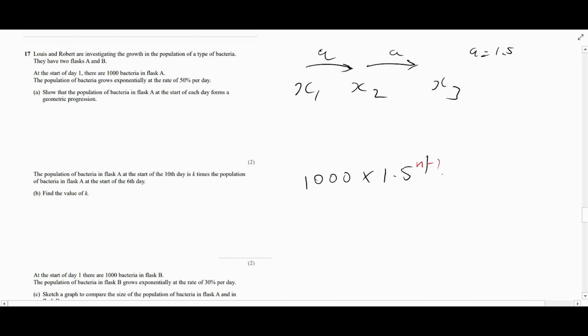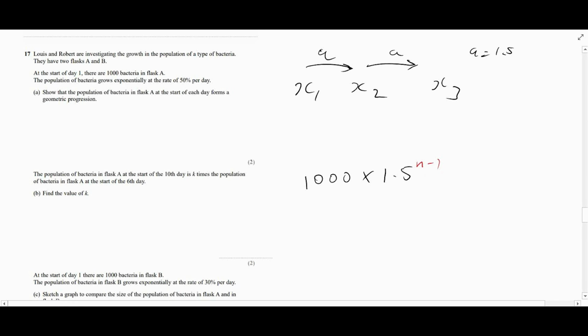With n, we'd be thinking a day ahead almost. We're doing n minus 1, which just means on the first day, the exponent is equal to 0, so this is just equal to 1, so it's 1,000. And on day 2, which is when we want the first rise, we would end up having 1.5 to the 1, which would just give us 1,500. So really, that's our formula.